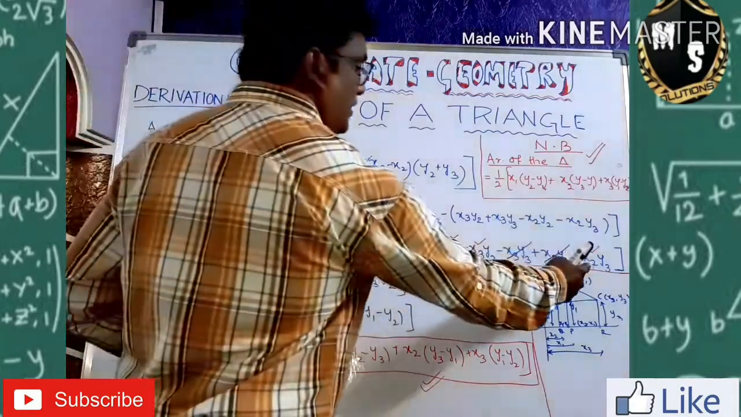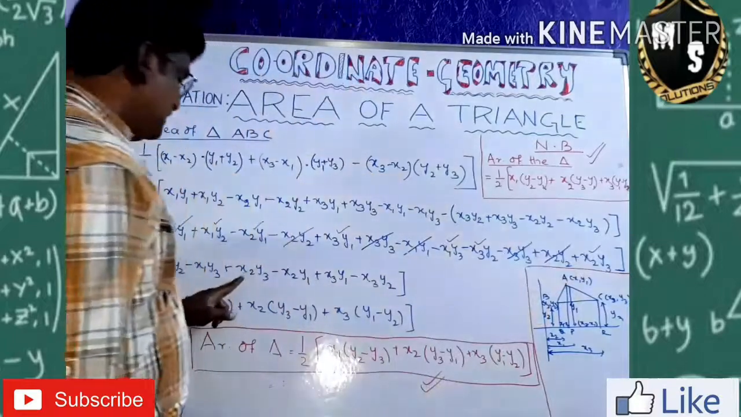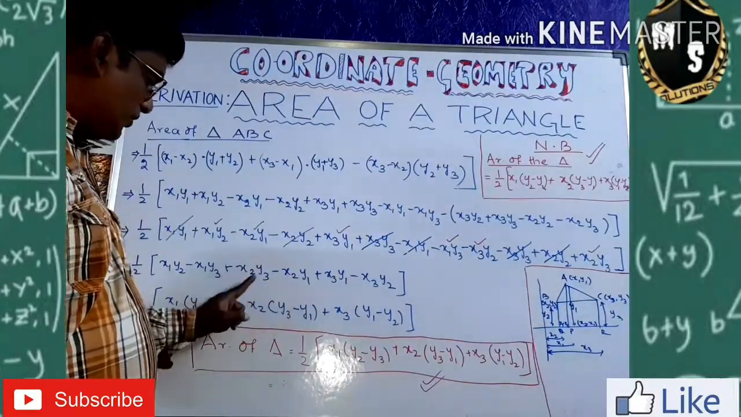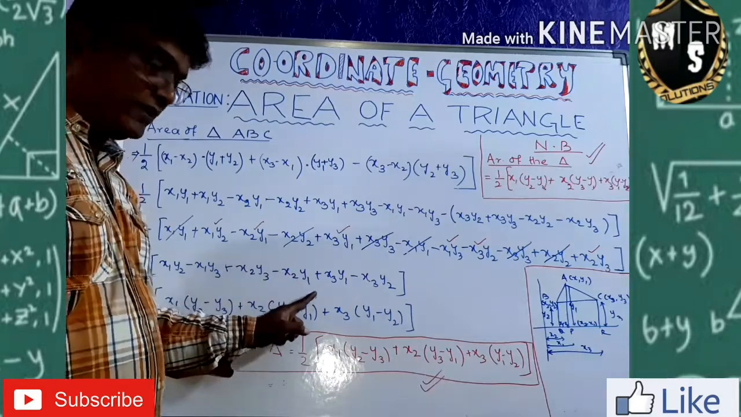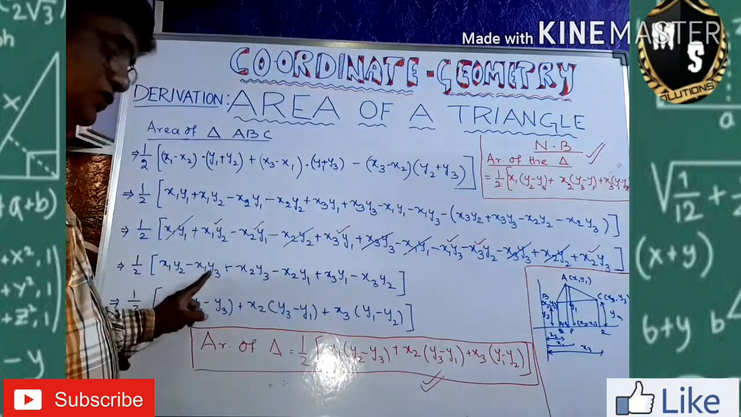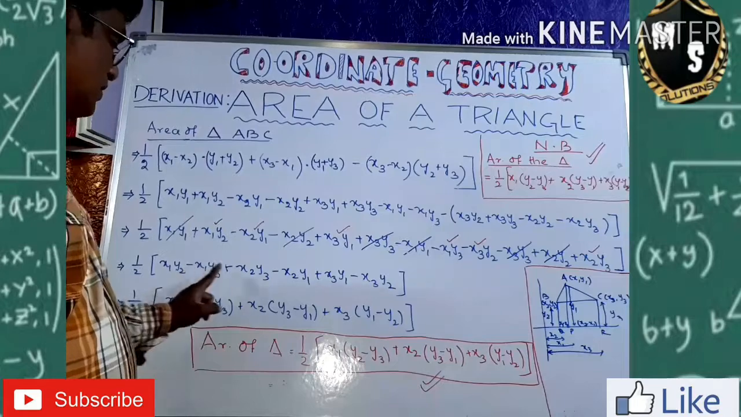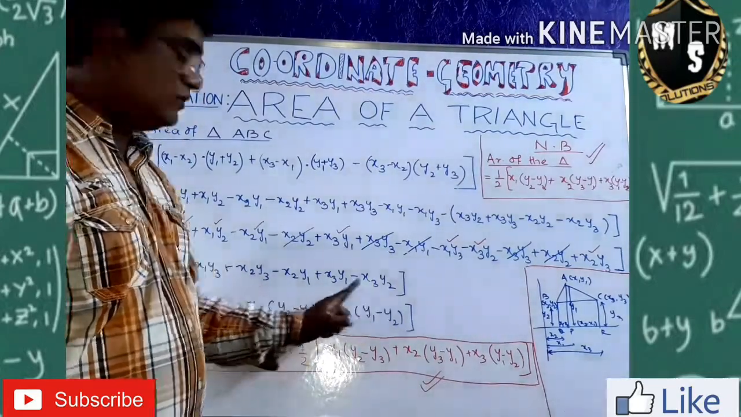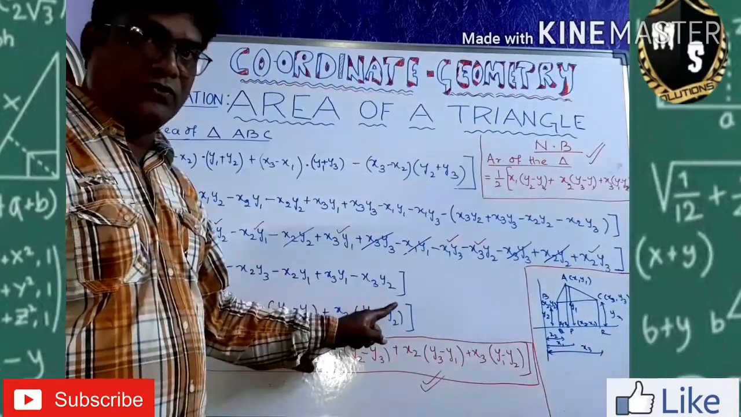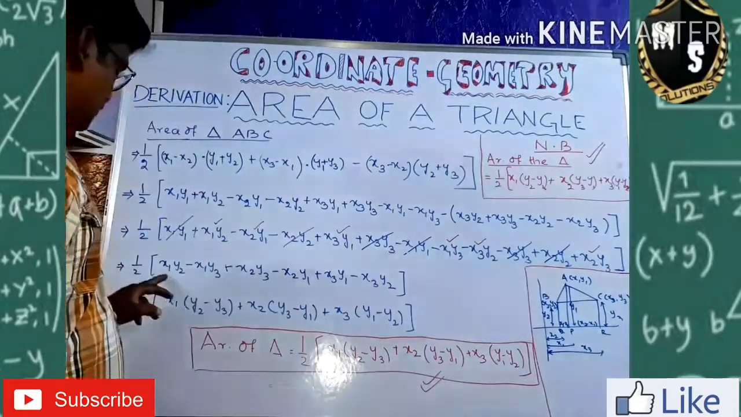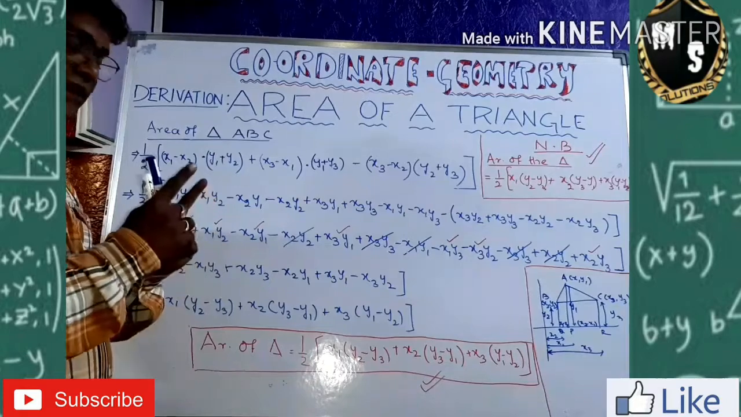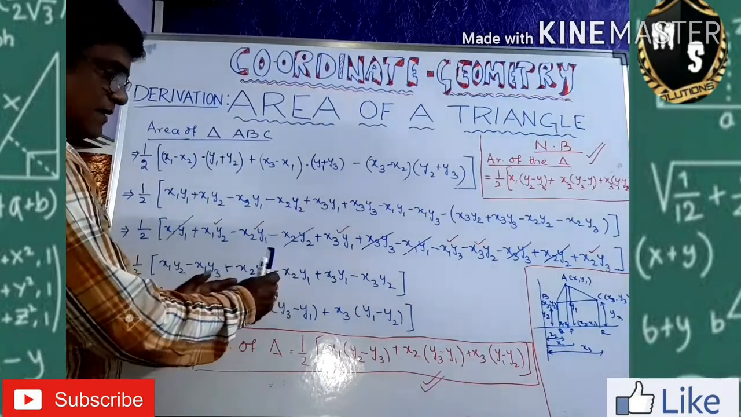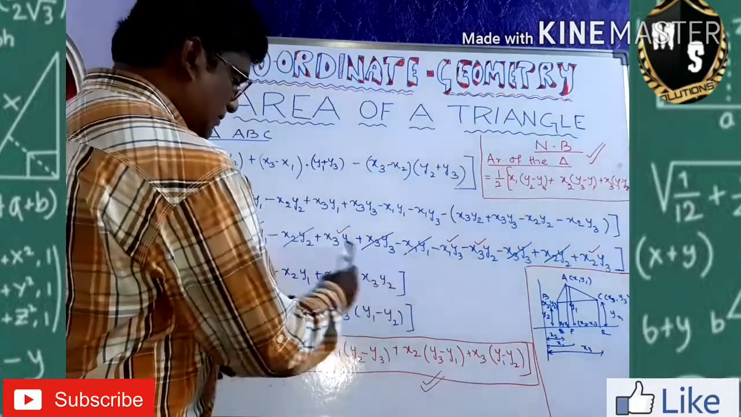See, x2 y3 is brought near to 21, that means x2 y1. 23 is brought near to 21, and 12 is brought near to 13, with sign. And 31 is brought near to 32. That one you have to remember: 12 and 13 side by side, 23 and 21 side by side, 31 and 32 side by side.